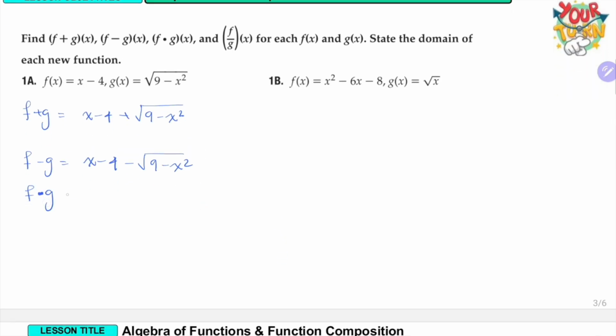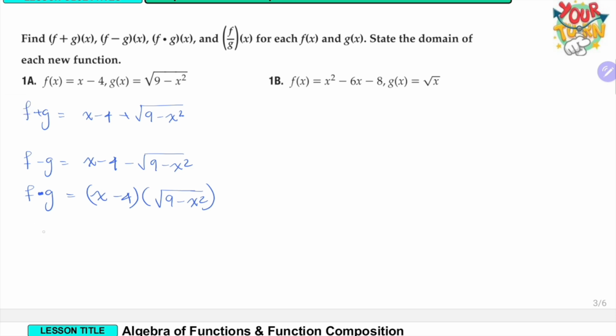Now f times g, so x minus 4 times the square root of 9 minus x squared. Again, here the square root is not a binomial, although I have a binomial, two terms, under the square root, but here we cannot apply the distributive property. It is not possible, so it's going to remain the same. And the domain of this function, again, will be the domain of the square root, because this part is a polynomial, and the domain of any polynomial is all real numbers. But since I have a square root as part of the answer, I have to take the domain of the entire function as the domain of the square root.